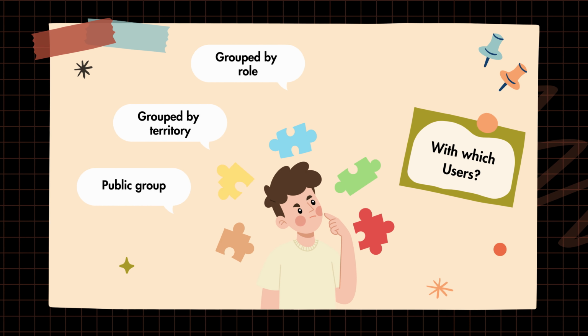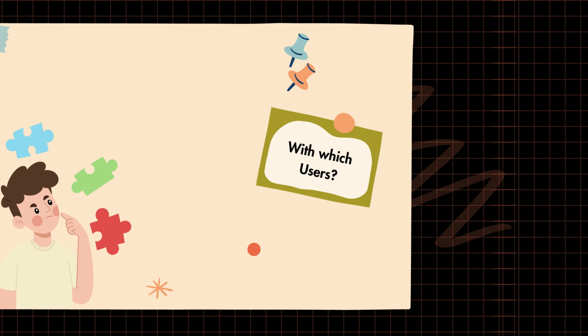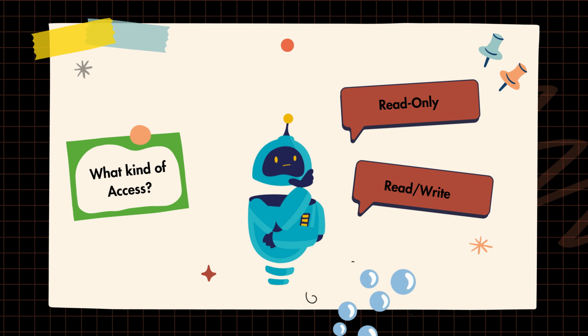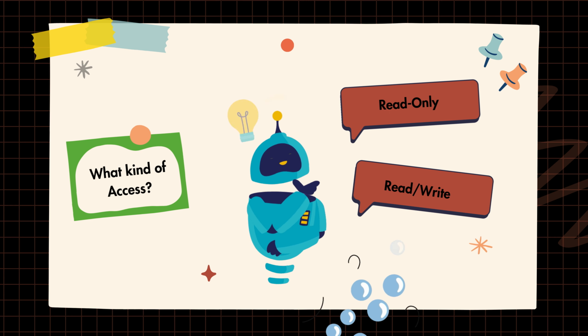Next, you determine with which users you want to share these records. This can be users grouped by role, territory, or a specifically defined public group. Lastly, you specify the kind of access these users should have, whether it's read-only or read-write.